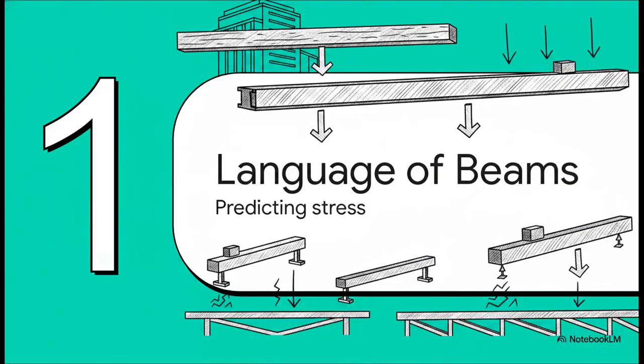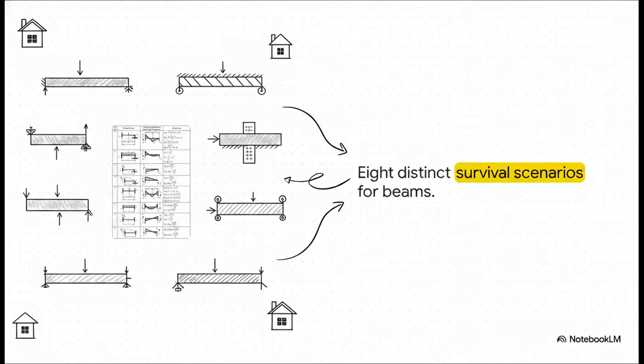Part 1. The secret language of beams, predicting stress. To really get this document, we have to look at the fundamental problem it's solving. Every single day, gravity is constantly threatening to snap the materials that make up our buildings. So engineers need a bulletproof way to predict exactly how those materials will bend. This single page is the ultimate toolkit for that exact problem, laying out 8 distinct survival scenarios. Each row you see represents a totally different way a horizontal beam handles weight and stress.